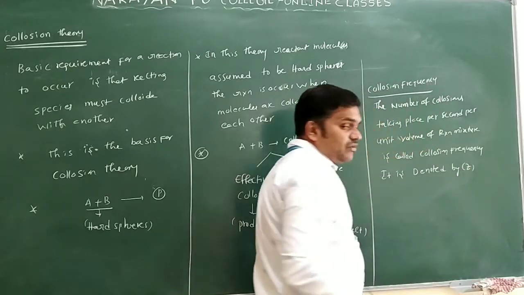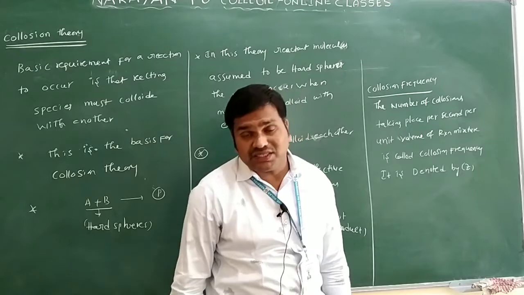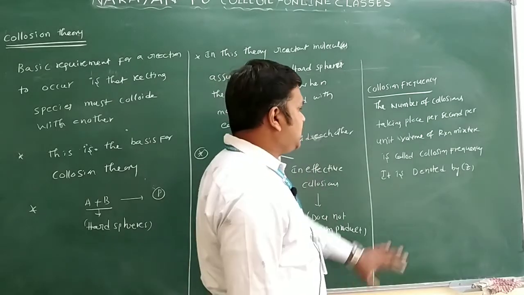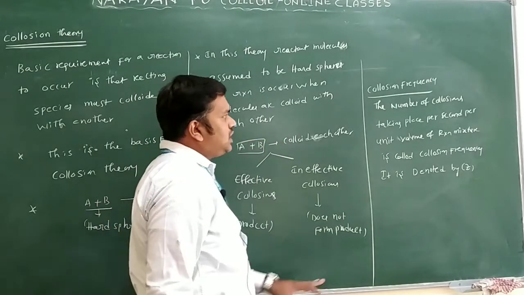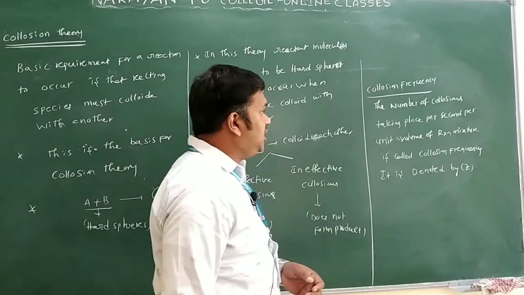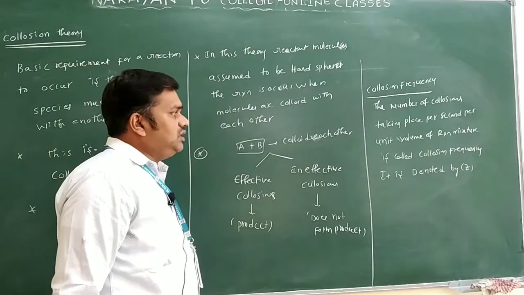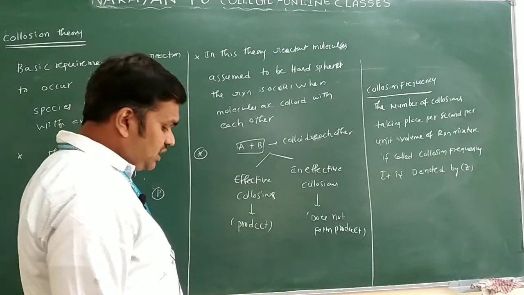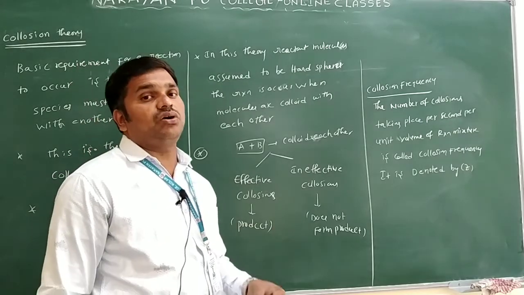What is the collision frequency? I told you, the number of collisions taking place per second per unit volume of the reaction mixture is called collision frequency. It is denoted by Z. If we take an AB molecule, this AB molecule undergoes collisions. Those collisions we are identifying per second per unit volume of the reaction mixture. That we are calling collision frequency.